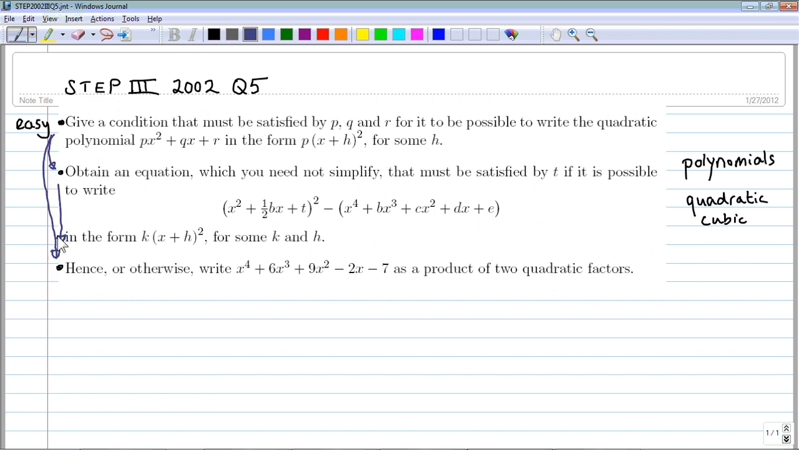So the first part may well help you with the second part, and the second part may well help you with the third part. I would go so far as to say that it's very unusual that you don't reuse the result of the first part in the second and third parts. Yeah.